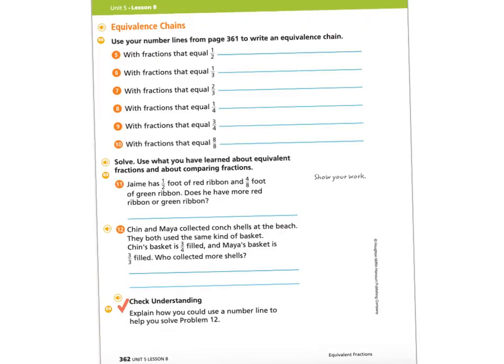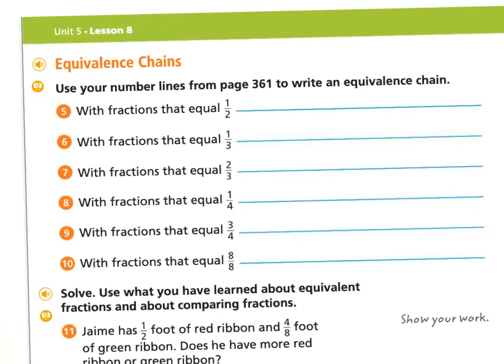Equivalence chains happen here on the next page, but you'll have to go back and forth. When you look at that 1/2, if I go back, I'm going to make this bigger. So 1/2 is equal to 2/4 is equal to 3/6 is equal to 4/8. Those are all equal. It's the same amount.